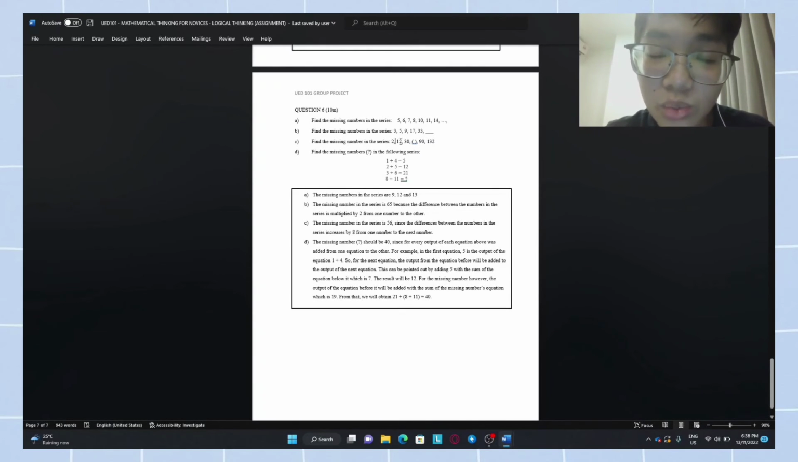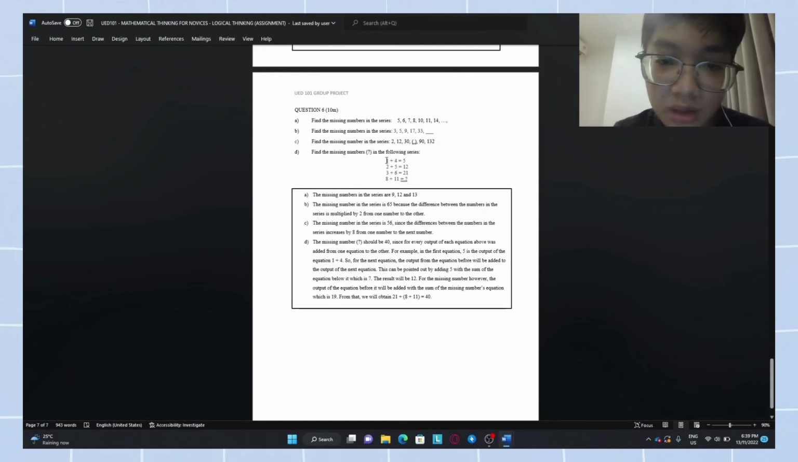2 to 12, the difference is 10. 12 to 30, the difference is 18. 30 to 56, the difference is 26. And 56 to 90, the difference is 34, which is the difference between 30 and 56 plus 8. Or 30 to 56, we get 26. And 56 plus 26 plus 8, we will get 90. And so on. So in question D, find the missing numbers in the following series.